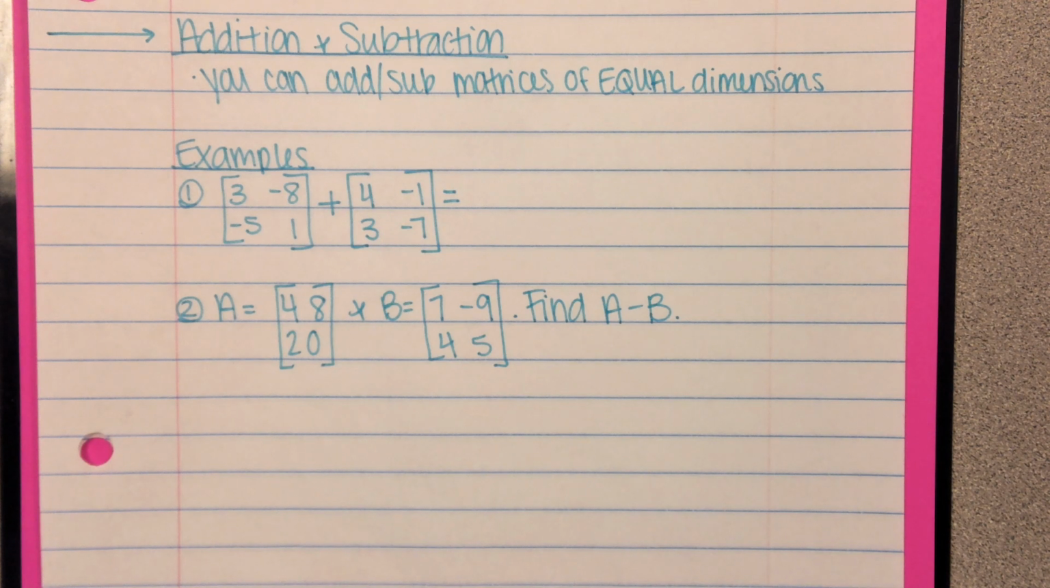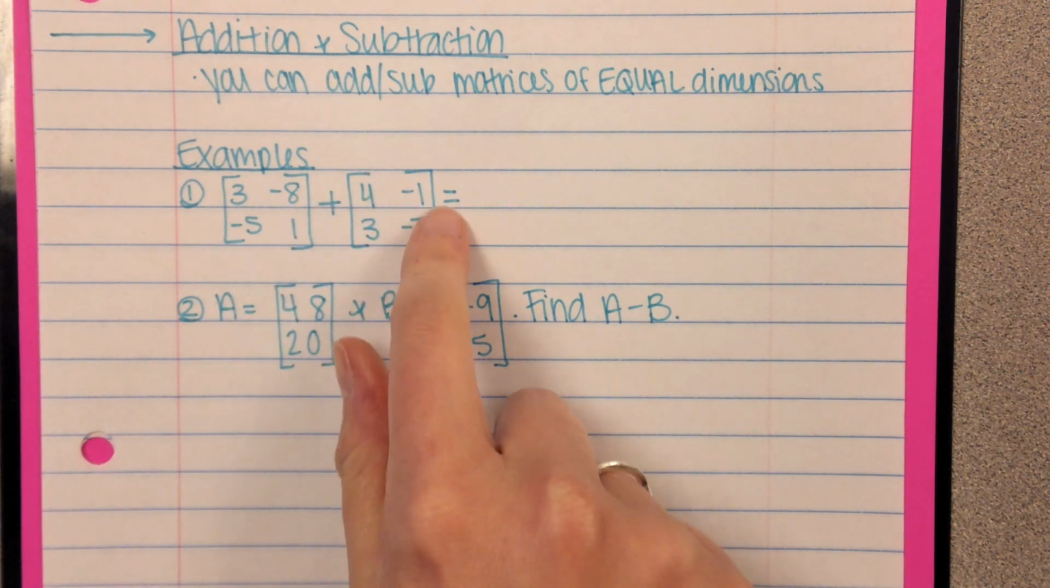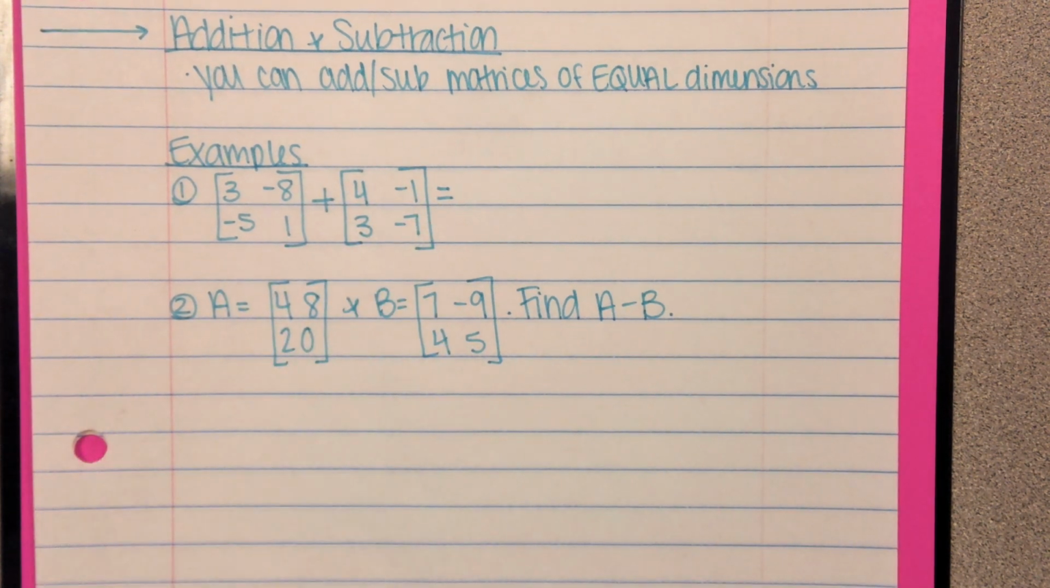So you can add and subtract matrices of equal dimensions. They have to be the same. So like here we have a 2 by 2 and a 2 by 2. And that happens to be the same example here. But you could not add like a 1 by 3 and a 3 by 2. Okay? They have to be the same dimensions, have the same number of rows and same number of columns. Because when you're doing addition and subtraction, you're just finding the corresponding elements and doing that operation.